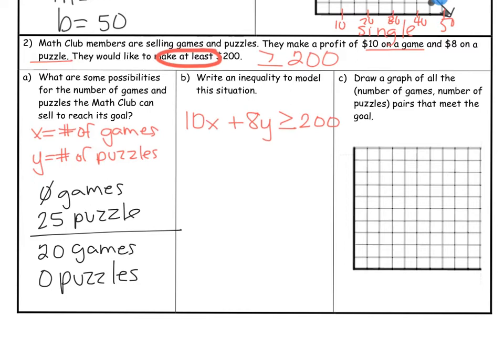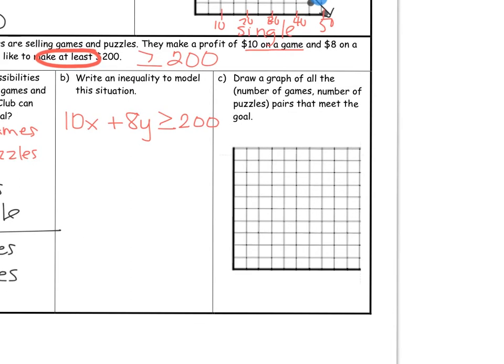So I'm just picking numbers. I could have 4 games and 20 puzzles. That would work. These numbers will give me exactly $200. 8 games and 15 puzzles, 12 games and 10 puzzles, 16 games and 5 puzzles, and like we said, 20 games and 0 puzzles. So here's our inequality.